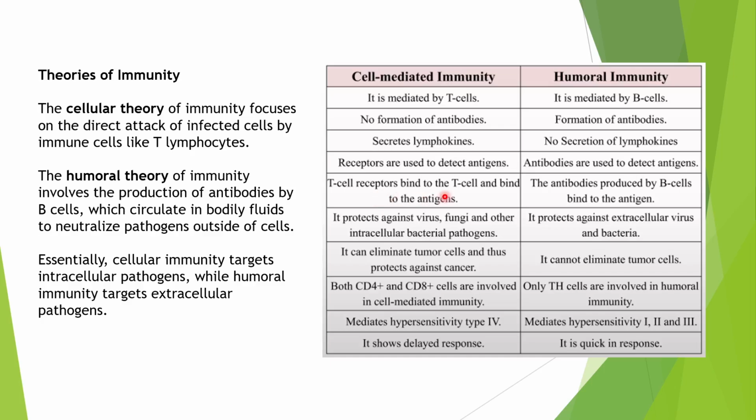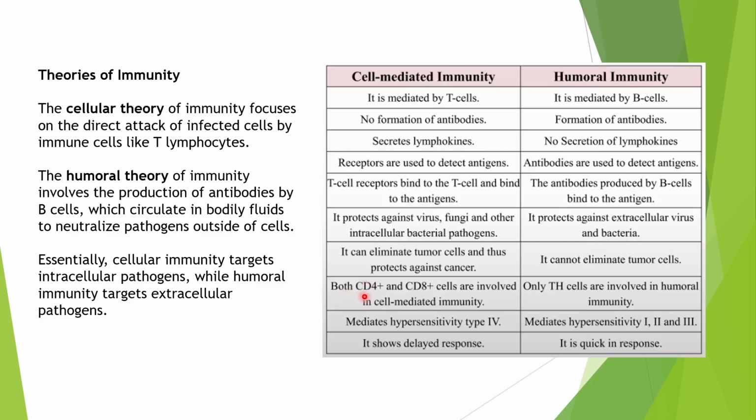T cell receptors present on the T cell bind to the antigens, and here the antibodies produced by the B cells bind to the antigen. Then T cells, that is cell mediated, protect against virus, fungi, and other intracellular bacterial pathogens. Humoral, however, protects against extracellular virus and bacteria. Cell mediated immunity eliminates the tumor cells and also protects against cancers. And humoral does not really play a role in tumor cell elimination.